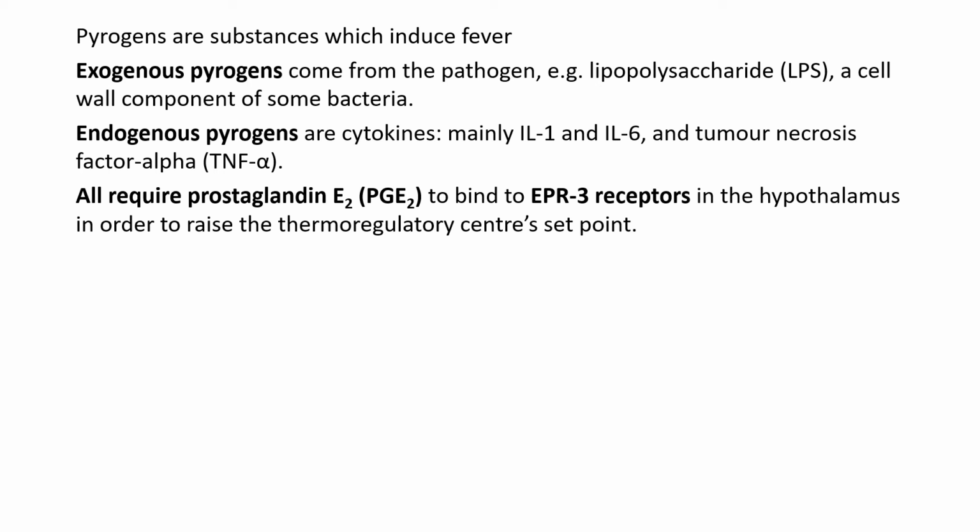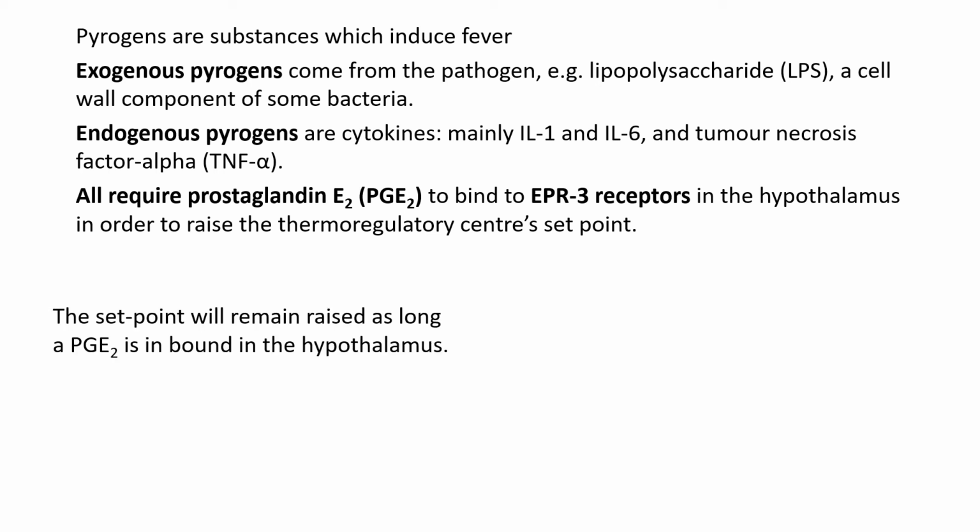We all have a set point. That's our baseline temperature, basically. So all that these pyrogens are doing is raising the set point in the hypothalamus. They are causing the hypothalamus to turn its thermostat up, if you like. As long as PGE2 is bound in the hypothalamus to those EPR3 receptors, the set point will stay raised.